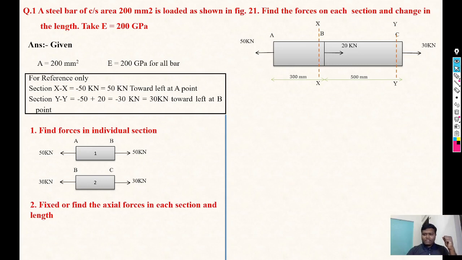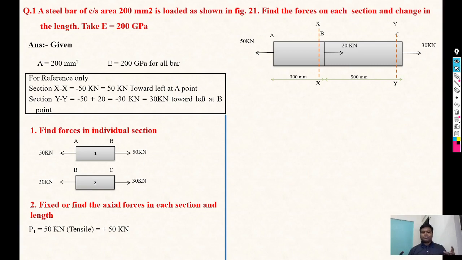Now the second step is what? Find the axial forces in each section and the length. Here we have calculated individual forces on AB and BC. Just see, for the AB section, tensile force is acting, correct? Only one force is there, a tensile force, that is 50 kilonewton. So we will consider P1 equals 50 kilonewton, and since this is a tensile force, just consider positive 50 kilonewton, as we discussed in the second note.